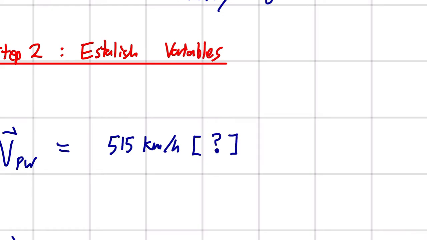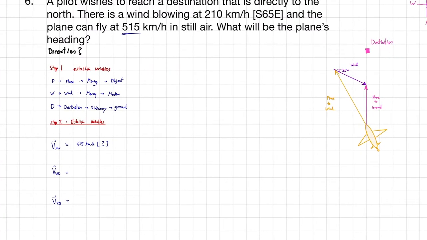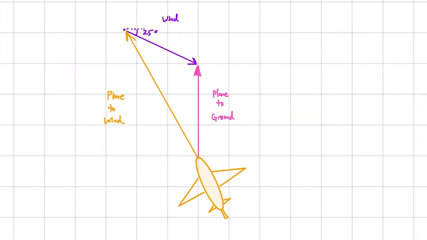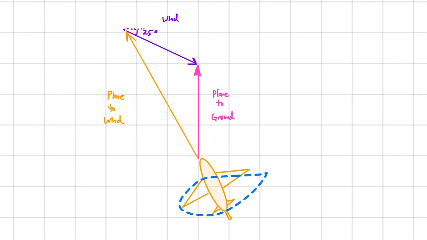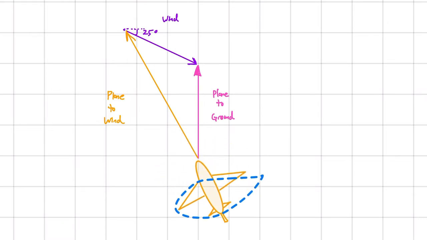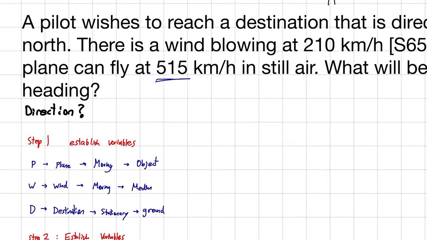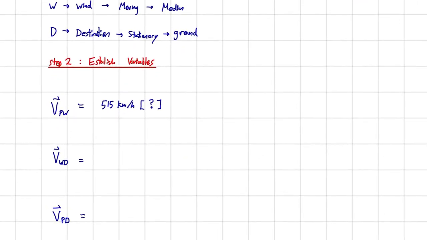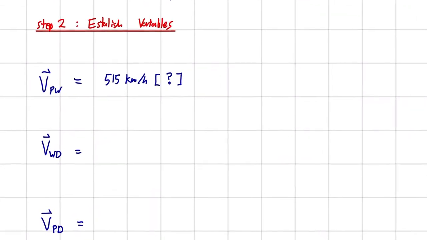But we do not know the direction. Remember, going back to this graph here, we're looking at the plane relative to the wind, and when we're asking for the direction, it's this angle. We don't know what angle this plane has to fly, what angle this plane has to head. In fact, that's what the question's asking. What will be the plane's direction? So that's our unknown here.